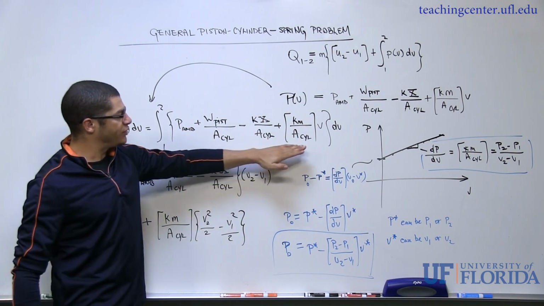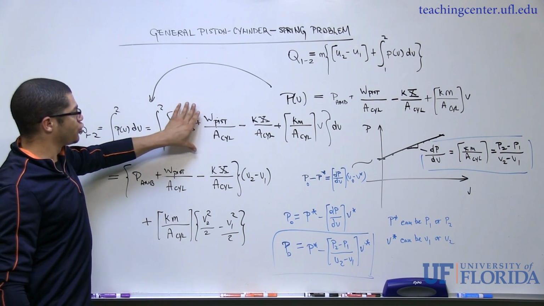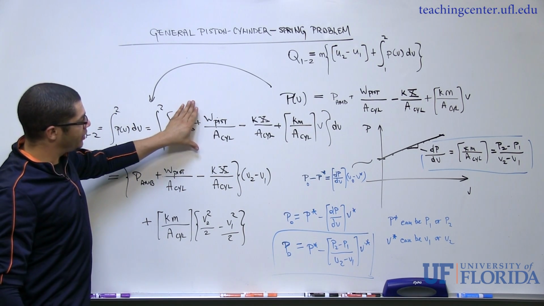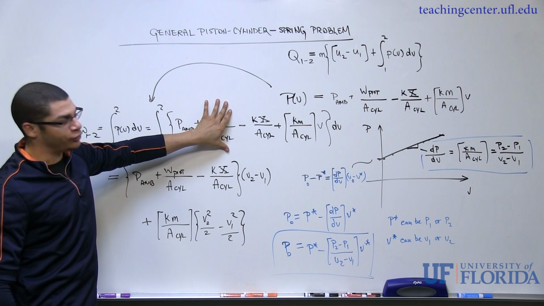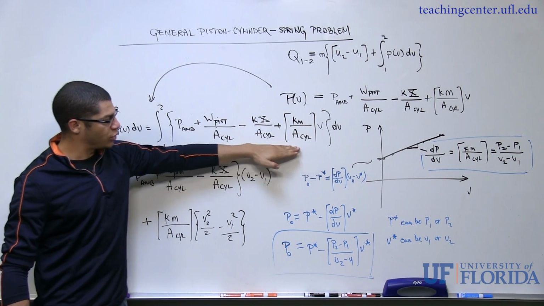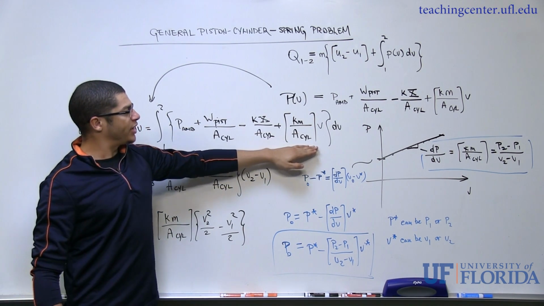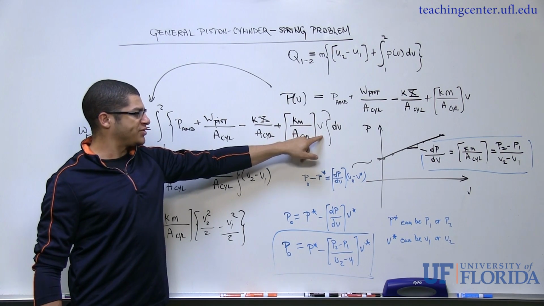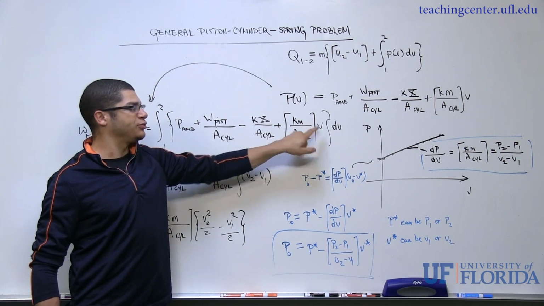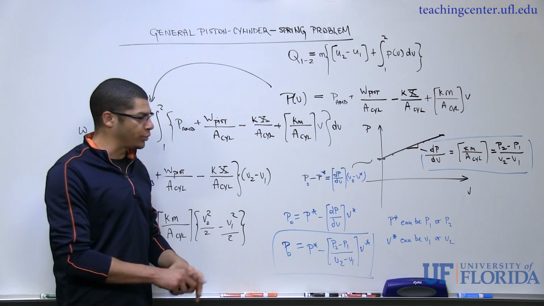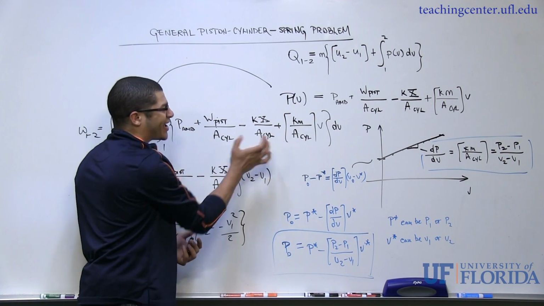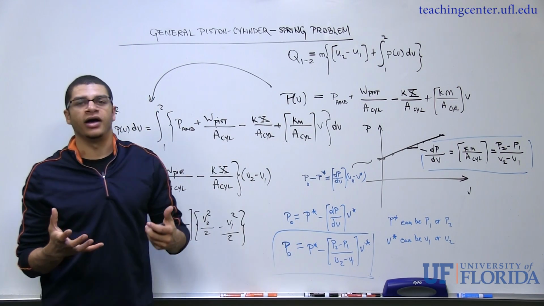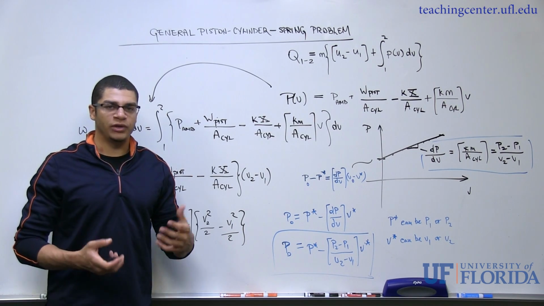Something I didn't mention previously: if I neglect these two terms here, the ambient pressure and the gravitational pressure exerted on the fluid, and just consider these two terms associated with the spring, if I set the specific volume to 0, or m times v, which is the total volume, this term goes away and I just get a negative term, which would imply a negative pressure. And let me explain what this means.